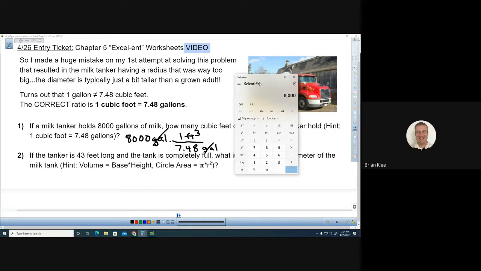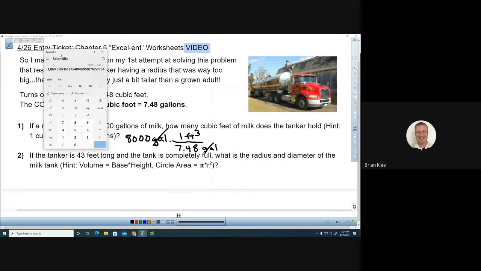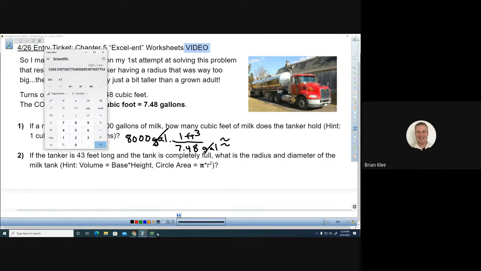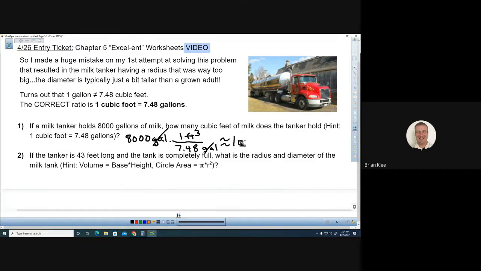8,000 times 1 divided by 7.48. Or I could more quickly just do 8,000 divided by 7.48 because I have paid attention in school and I understand that multiplying or dividing by 1 does not change answers. Let's round that, and we're going to keep a running total, but that's approximately 1,069.52, 52 hundredths cubic feet.